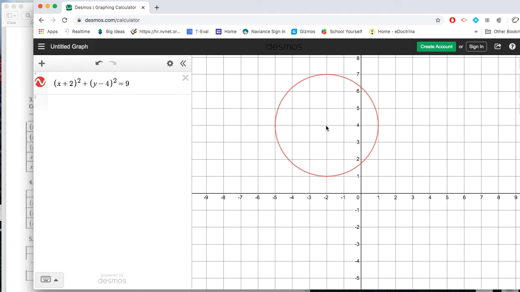That doesn't help, right? So I'm going to go 1, 2, 3 units this way. I can go 3 units left, 3 units up, 3 units down. All right, that's pretty good. So right now I'm feeling like that definitely is the center at -2, 4, and my radius is 3. I'm going to write all that down, and I'm happy with that.